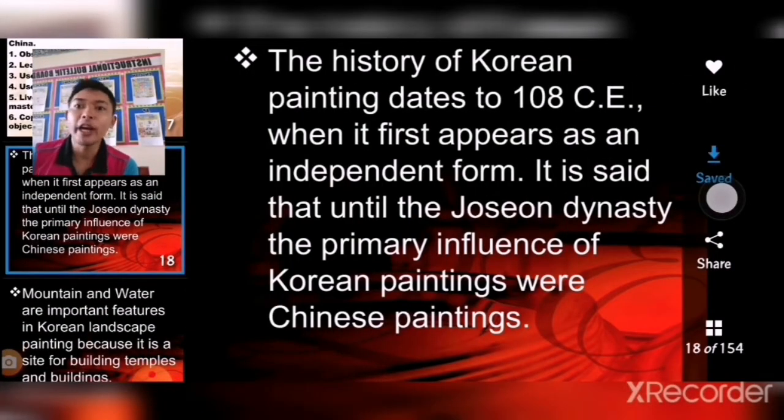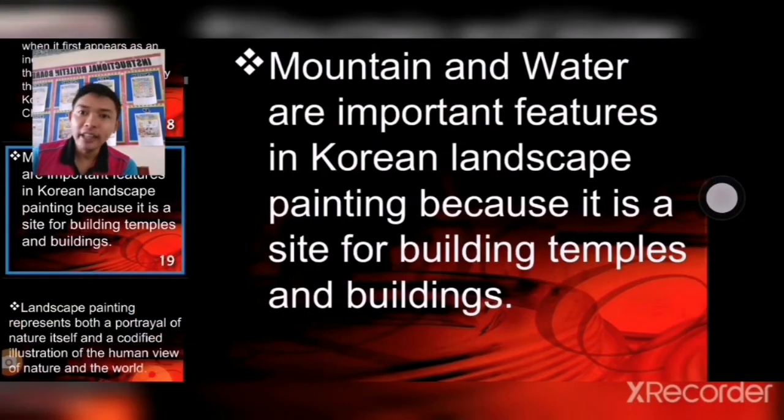So the history of Korean painting dates to 108 CE, or Common Era, when it first appears as an independent form. It is said that until the Joseon dynasty, the primary influence on Korean paintings was Chinese painting, because of course they are part of East Asia. Mountain and water are important features in Korean landscape painting because it is a site for building temples and buildings. As you can see in the movies, they are fond of making temples and buildings in the mountain with a lot of water in it.